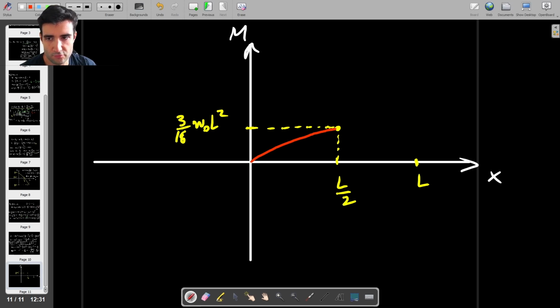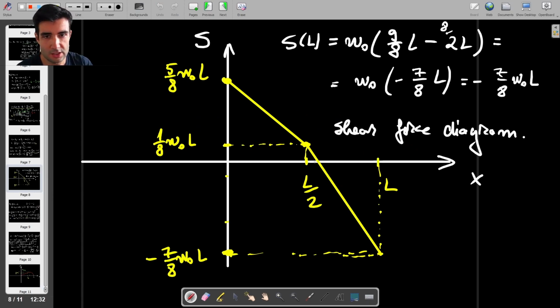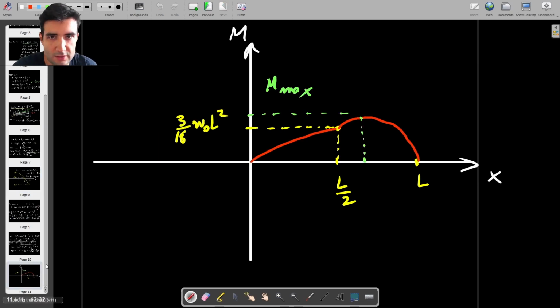And then for the other half, we have another parabola, and that parabola is going to look something like this, with a maximum occurring somewhere here. So this is where the maximum bending moment occurs, so this M max. And this also corresponds to the place where you have zero shear stress in the beam. So that's the shear force diagram, that's the bending moment diagram, and that's the end of the question.